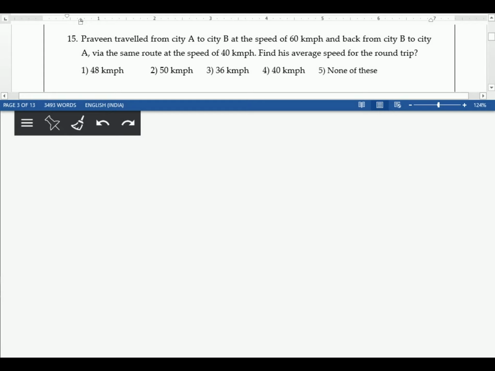Praveen travelled from city A to city B at a speed of 60 kilometers per hour and back from city B to city A via the same route at a speed of 40 kilometers per hour. Find his average speed of the round trip. So here the distance d1 is equal to d2.